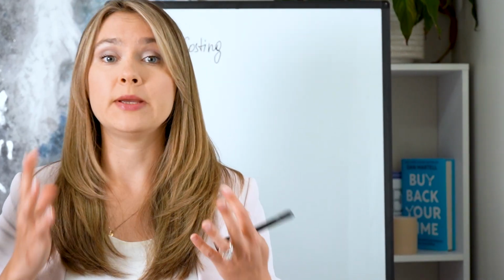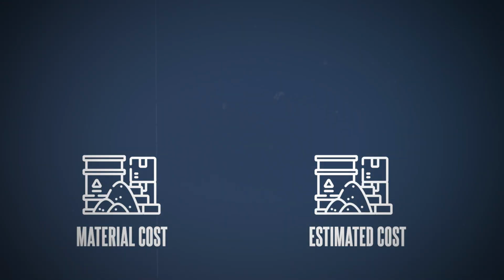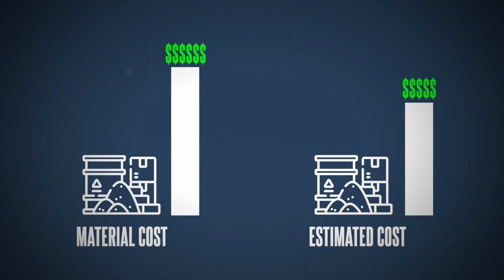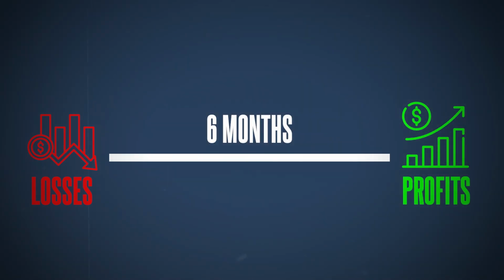One of our clients was really struggling with profitability. They were winning bids, but losing money on projects. After implementing job costing, they discovered that material costs for certain jobs were much higher than estimated. So by adjusting their estimates and negotiating better rates with suppliers, they turned their losses into profits within 6 months. Job costing isn't just about tracking costs. It's about gaining insights that can drive your business forward.